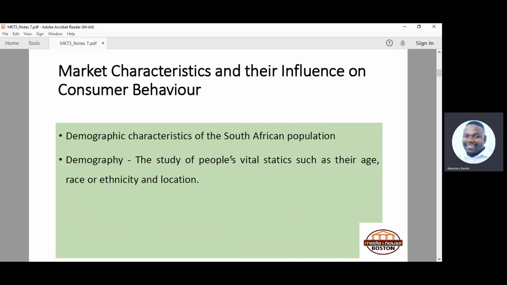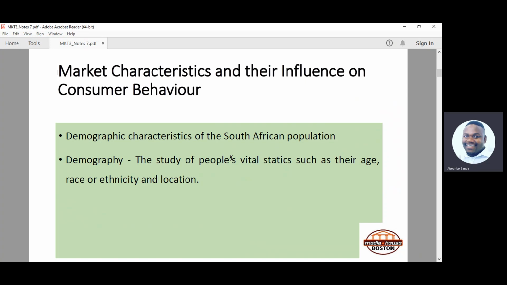So the demographic characteristics of the South African population are composed of vital statistics such as age, race, ethnicity, or location. You realize that there are products that target a specific age or a specific race or ethnicity, tribes such as being a Zulu or a Pedi or a Motswana. Then location also, there are some products that can be determined by location. So all these things also fall under market segmentation.